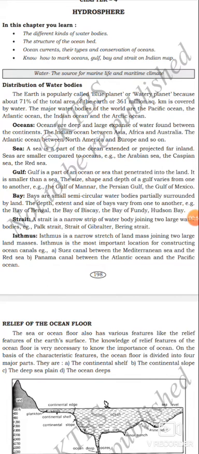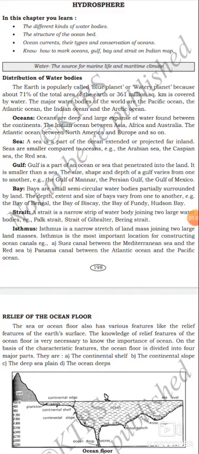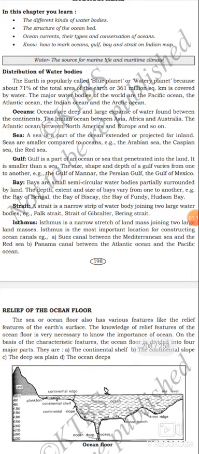The Earth is popularly called blue planet or watery planet. Got it? The Earth is popularly known as what? Blue planet or watery planet. Why is the Earth called blue planet or watery planet? Because about 71% of the total area of the Earth, or 361 million square kilometers, is covered by water. So the Earth is called blue planet or watery planet.